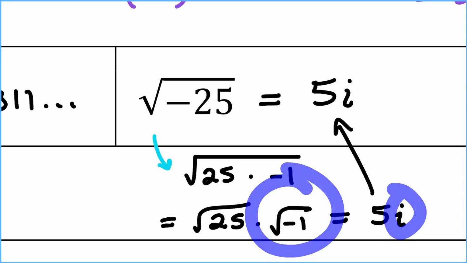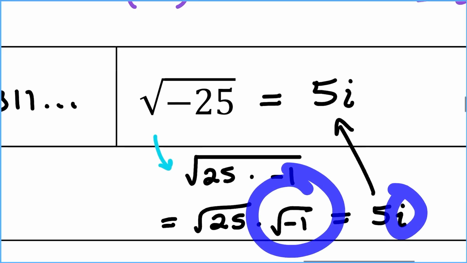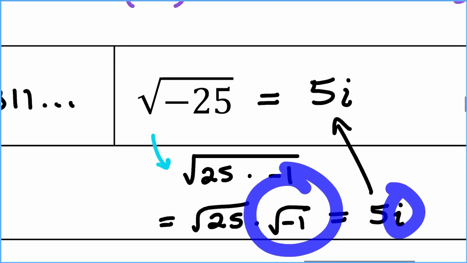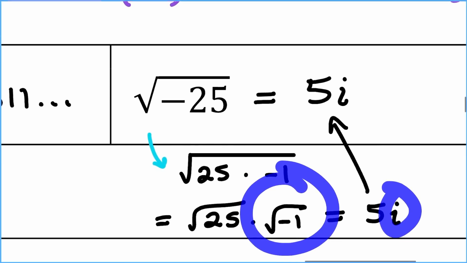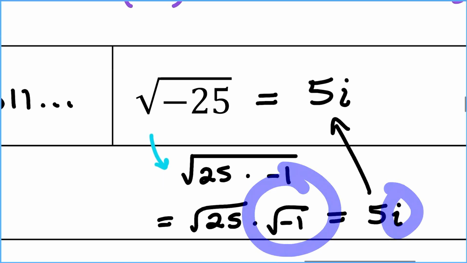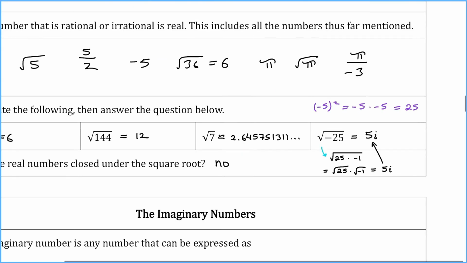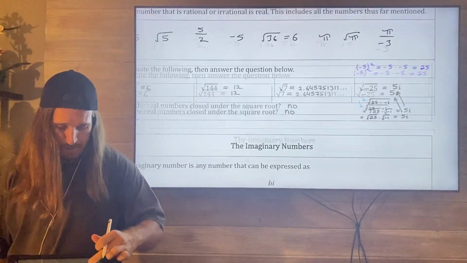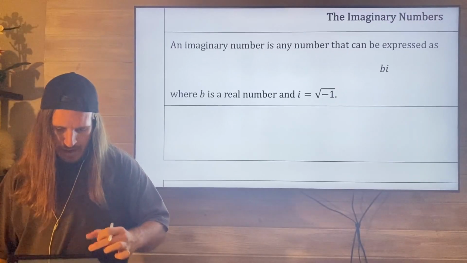i is just what we're going to call the square root of -1. We have to call it something because we don't have anything yet that equals that, right? So we call it i. Whatever the square root of -1 is, we're just going to call it i, all right? All right, so what are some imaginary numbers?